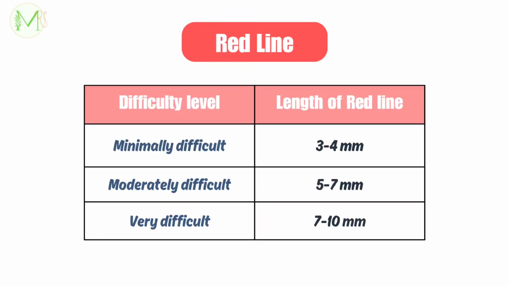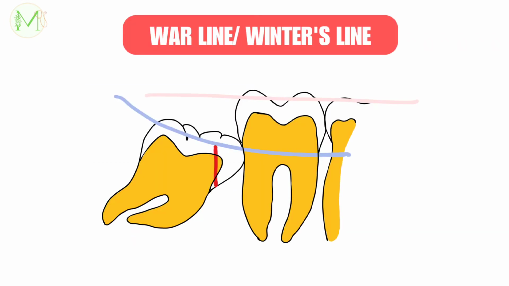So based on this, we have the difficulty index. If the red line's length is between 3 to 4 mm, it is minimally difficult, so it becomes easier to extract. If it ranges from 5 to 7 mm, it becomes moderately difficult. But if the red line's length is 7 to 10 mm or even more, it becomes very difficult to extract that impacted tooth. That brings us to the end of the video.